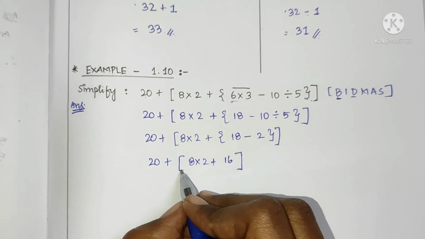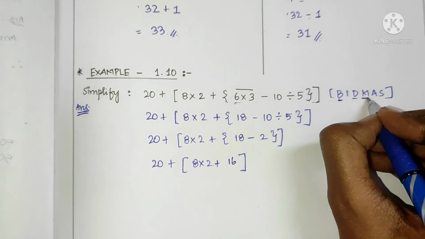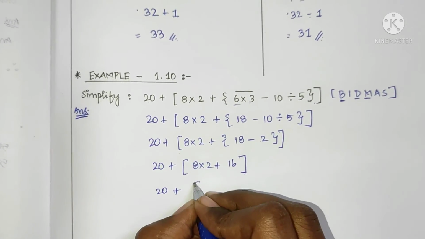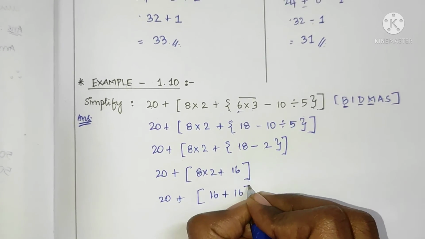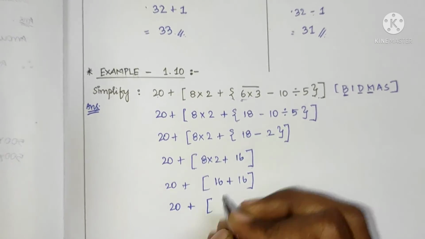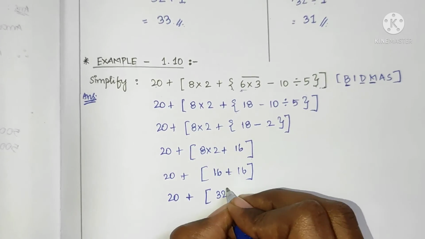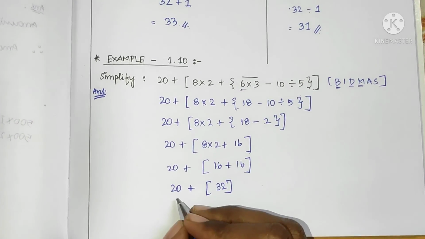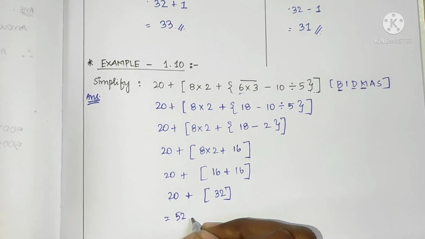Now we are going to perform the multiplication operation. 8 × 2 is 16, so 20 + [16 + 16]. 16 + 16 is 32. Now we are going to add 20 + 32. We get the answer as 52.